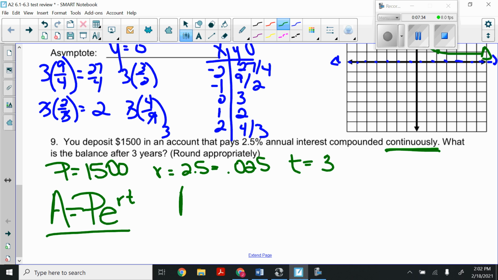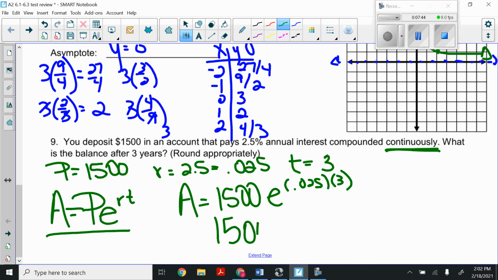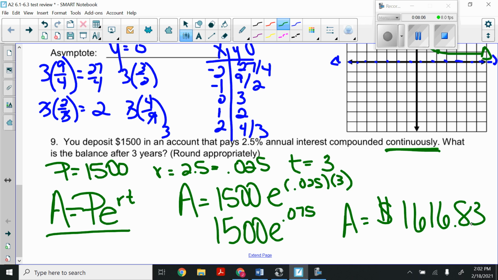So we just want to plug everything in here. So A equals 1,500 e to the 0.025 times 3. So 1,500. If I multiply 0.025 times 3, I get 0.075. So I'm going to type this in my calculator, 1,500 times e to the 0.075. Round appropriately. Remember that this is money, so I need a dollar sign. So I get $1,616.83. I always round 2 decimal places with money.